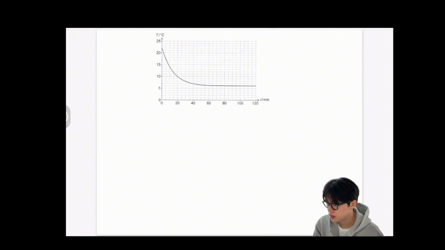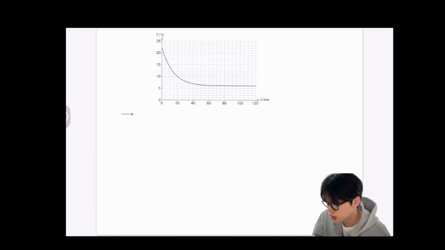Okay, let's move on to question C2. They said the pressure and the volume of the air in the room remain constant, but the number of molecules has increased. So determine the percentage change in the number of molecules of the air between t equals 0 and t equals 120 minutes.